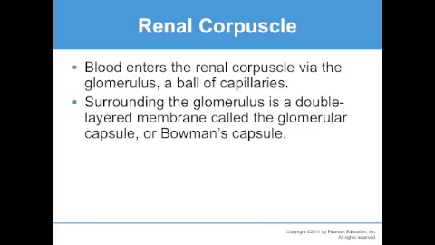As I'm talking about this slide, you might find it helpful to turn to page 436 in your textbook and look at figure 17-4. Blood enters the renal corpuscle by way of a structure called the glomerulus, which is really a ball of capillaries. Surrounding the glomerulus is a double-layered membrane that's called the glomerular capsule, or another more common name is the Bowman's capsule.